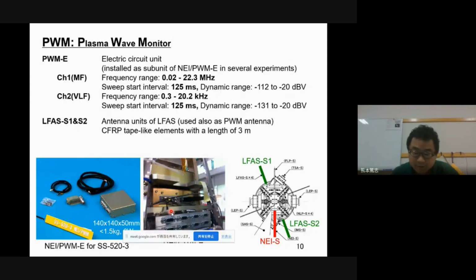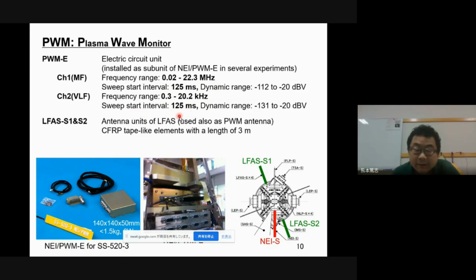And in addition to NEI, plasma wave receiver called PWM was also used in several ionospheric sounding rocket experiments. In SS520 sounding rocket experiments, the PWM is installed as a subcomponent of NEI. So the instrument name is NEI/PWM. The observation frequency range of PWM is from 0.3 kilohertz to 22 megahertz.